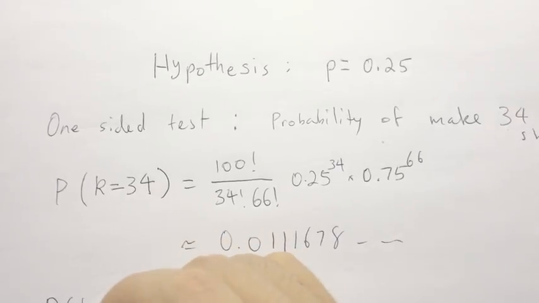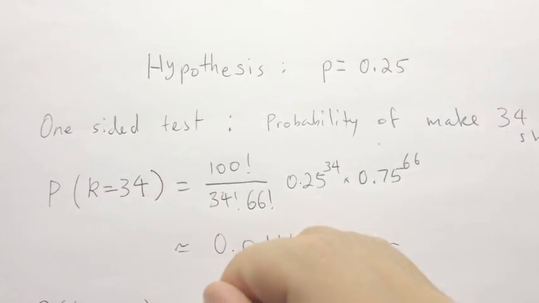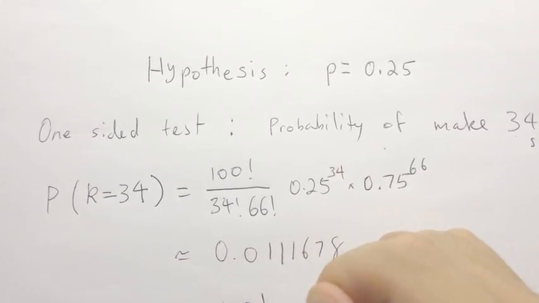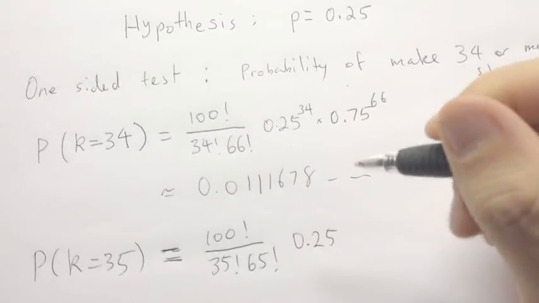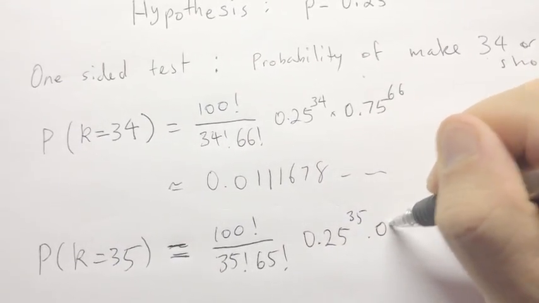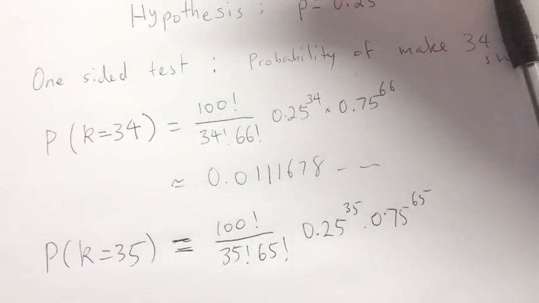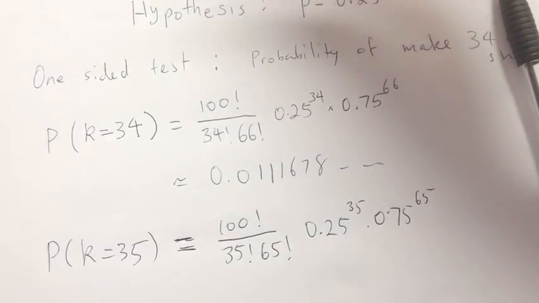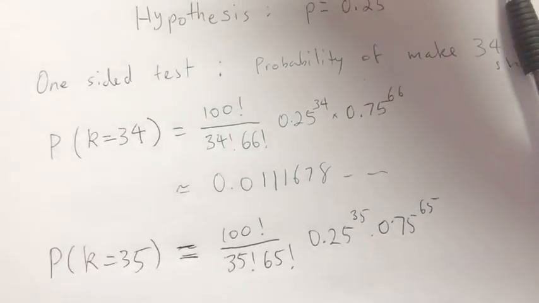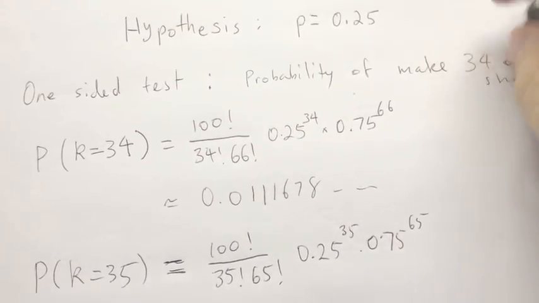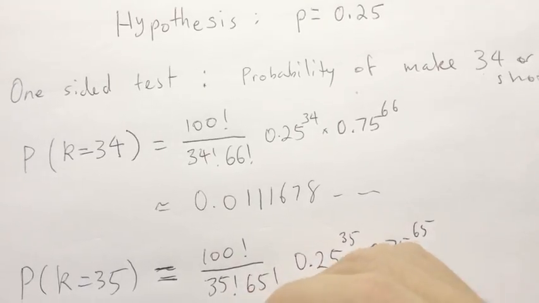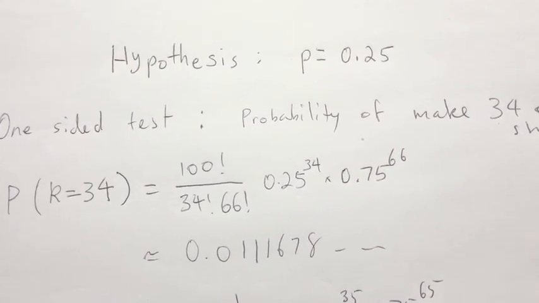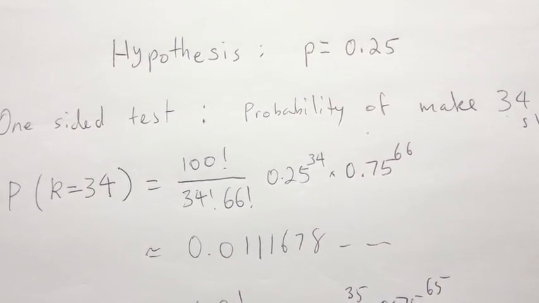So, for example, we could do the probability of k equals 35, which is equal to 100 factorial over 35 factorial, 65 factorial, and so on. And that is equal to, let's put this on Google, something like 0.007019. So that's less, but maybe not small enough.